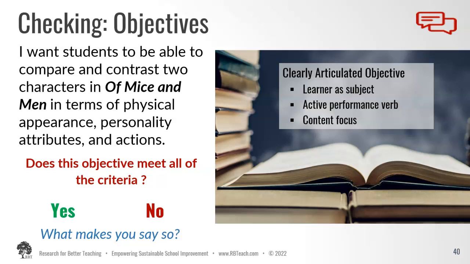Now, active performance verb, yes. Compare and contrast. Content focus, yes. The two characters in Of Mice and Men. But the learner is not the subject. Easy fix here: students will be able to, and then the rest of it would fit fine.